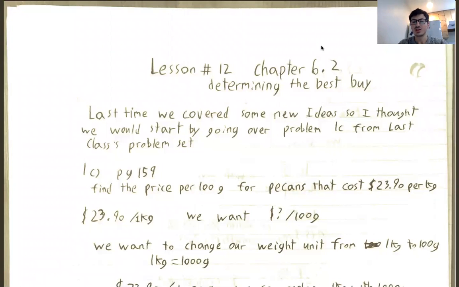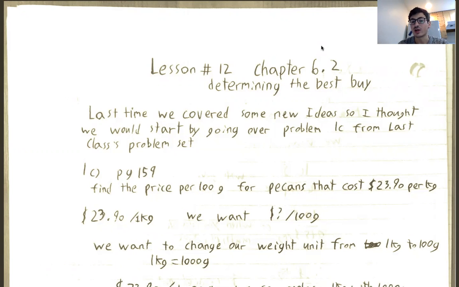Good morning, class. Today we're going to do lesson number 12, and we're going to cover chapter 2.6, which is determining the best buy. And this is going to be part one of two parts on chapter 2.6. So I thought before we jump into looking at what is the best buy, we'd go back and go through problem 1C with everybody.